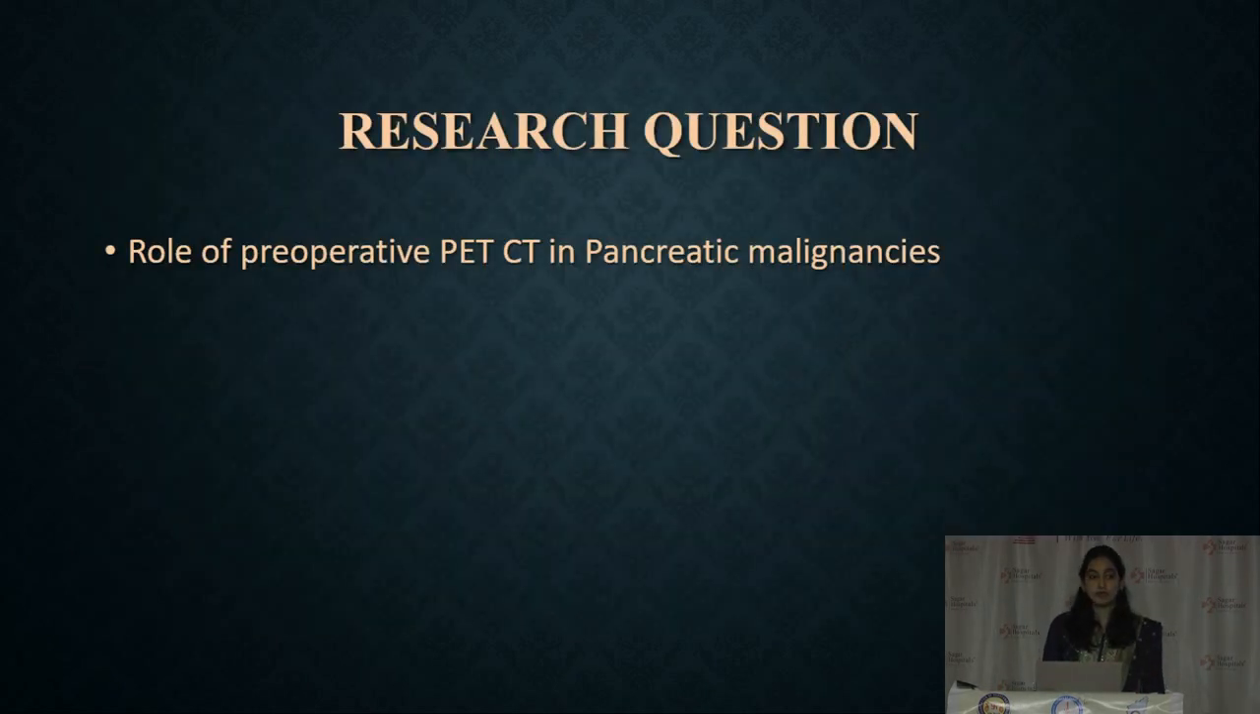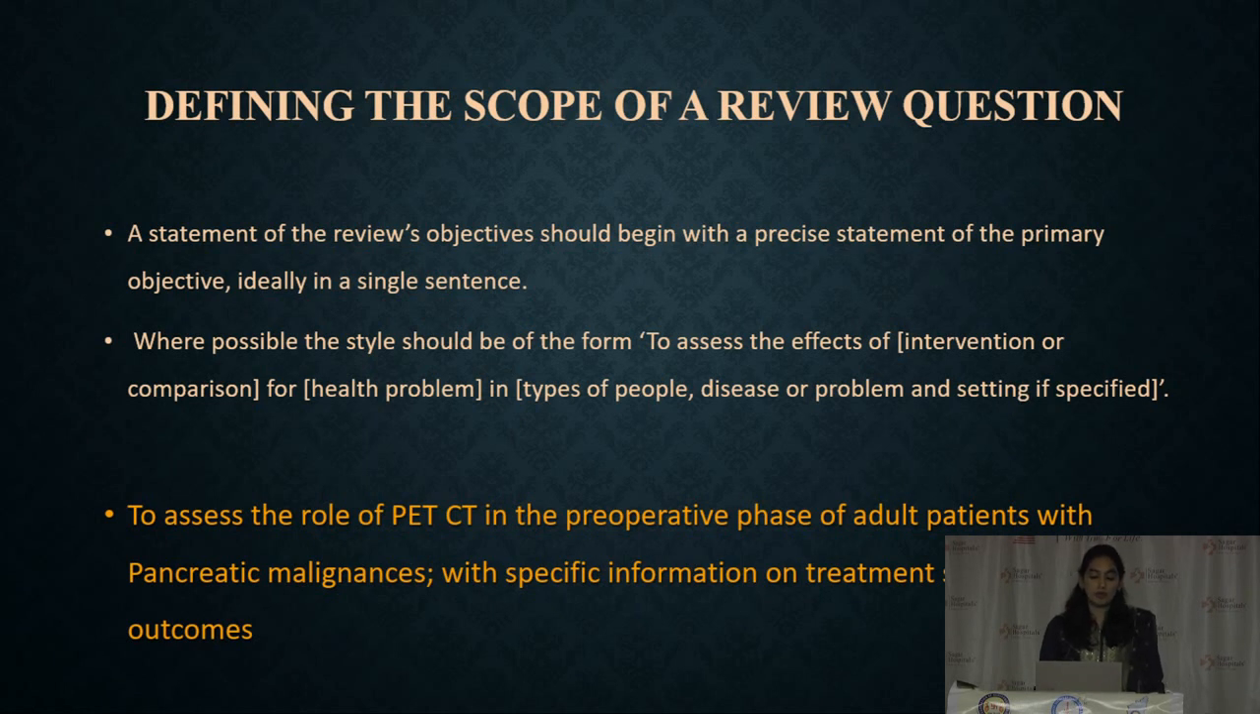So the first step is to define your research question. For example, we are conducting a systematic review on this research question, that is the role of preoperative PET-CT in pancreatic malignancy. So here we've just defined the research question. Then we have to define the scope of the review question.